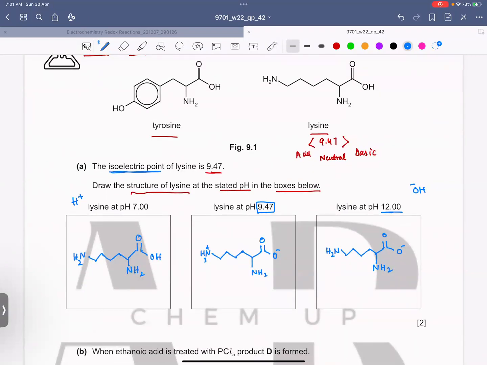At pH 9.47, it is neutral because it's the isoelectric point, right? So it means that it must have no net charge, and that's why at pH 9.47, I have made a structure where there is no net charge. But if I'm going to pH 12, which pH is it? Is it alkaline or acidic? Sir, alkaline. So alkaline. So it means there must be more hydroxide ions, right? Yes, sir. To neutralize those hydroxide ions, the lysine is going to release the hydrogen ion. And that's why this hydrogen ion is released.